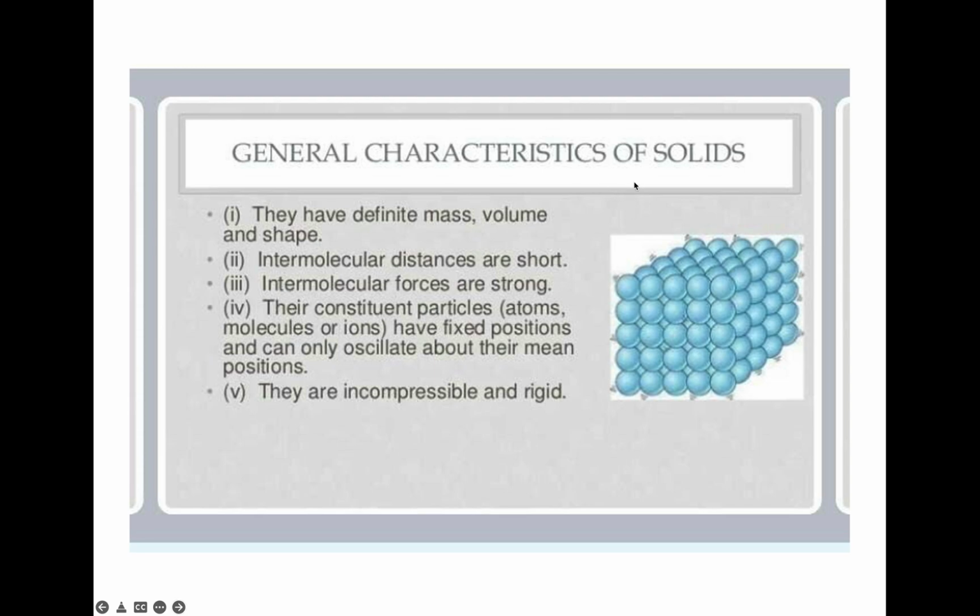Now what are the general characteristics of solids? Mass, volume and shape are all definite. Intermolecular distances are very short. What are intermolecular distances? The distance between molecules, and they are very short. And intermolecular forces, because the molecules are very close to each other, are very strong. And the constituent particles like atoms, molecules and ions have fixed positions. You can see they are arranged in fixed positions, and they can oscillate only about their mean position, and they are incompressible and rigid. You cannot compress them, they are very rigid.